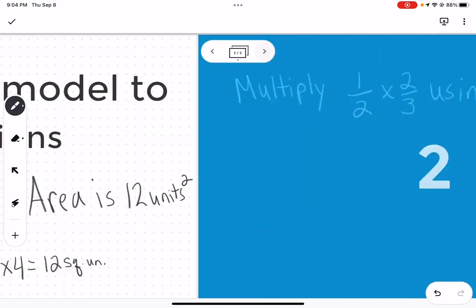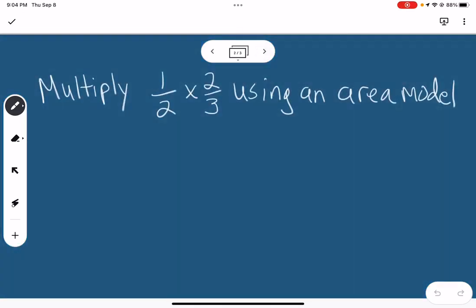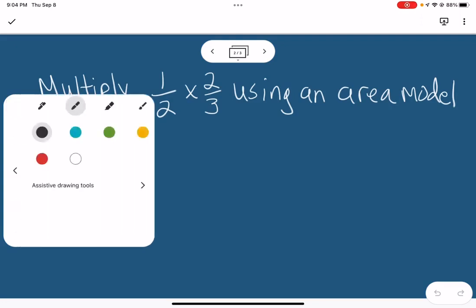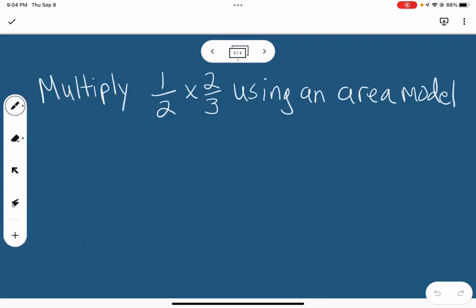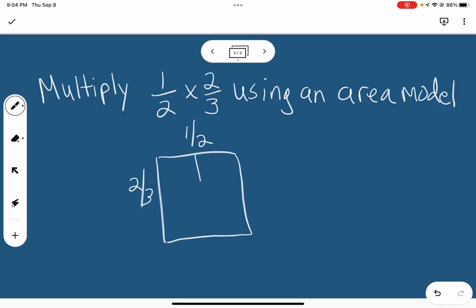Okay, now let's apply this to the fractions. Multiply a half by 2/3 using an area model. Okay, so if we use the area model that we just did, we need to label a length and a width, and we need to have pieces. So let's make this the half. It really doesn't matter which one you make which. I'll just put the half up top, which means I have to cut it into 2 equal pieces because I'm supposed to be representing having a half. So there's my half. Okay, now the other dimension is 2/3.